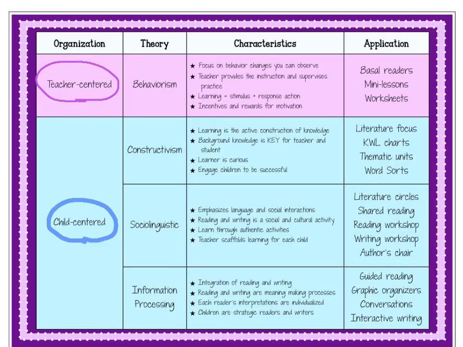Again, scaffolding is very important in the sociolinguistic theory because it's looking at what each individual knows and building to the next step of the authentic activities they're engaged in. The last child-centered theory is the information processing model. And this is where we see children really learning through integration of different components in the classroom.